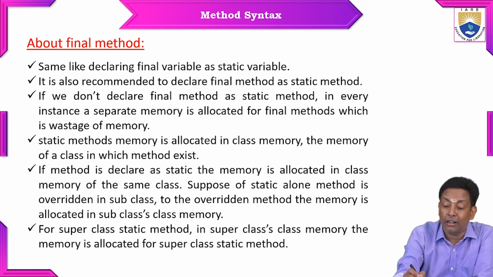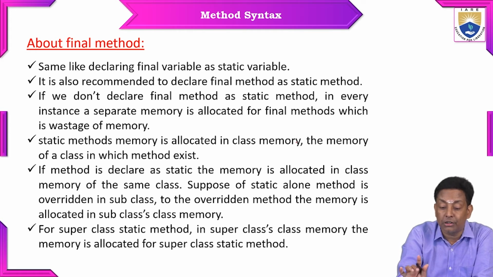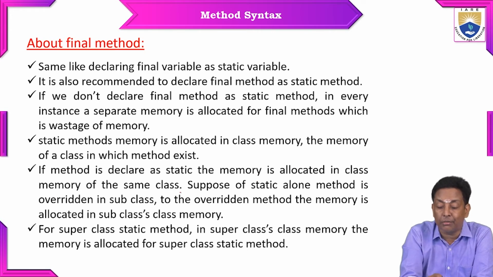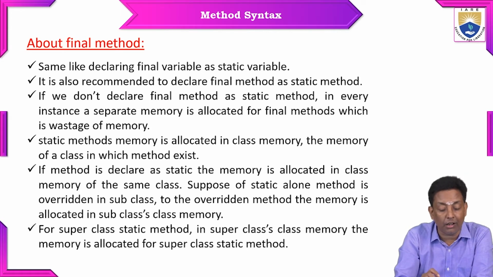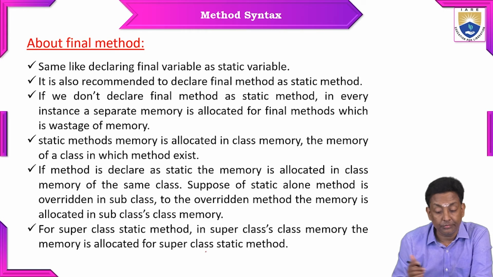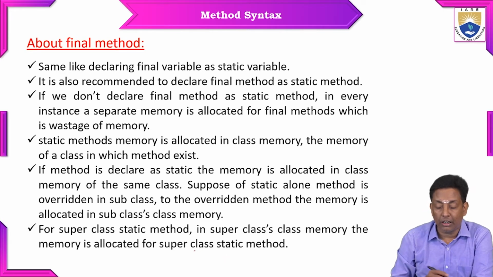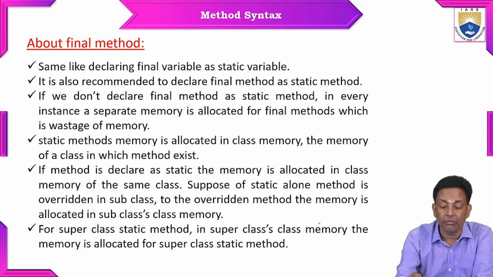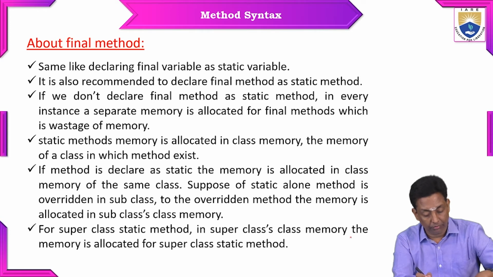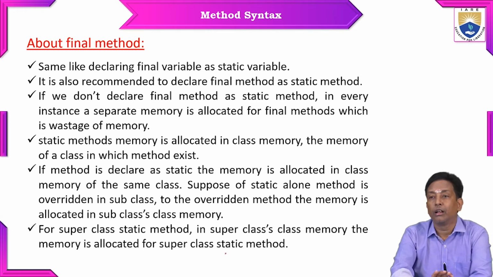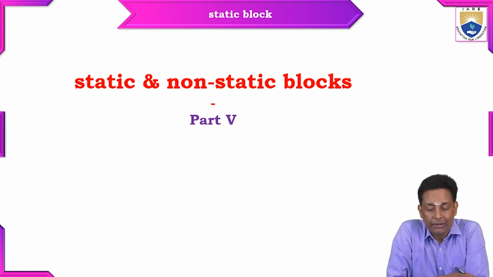Static methods' memory is allocated in class memory, the memory of the class in which the method exists. If a method is declared as static, the memory is allocated in the class memory of the same class. For a superclass static method, the memory is allocated in the superclass's class memory. So that is about the method implementations of both abstract methods and final methods.